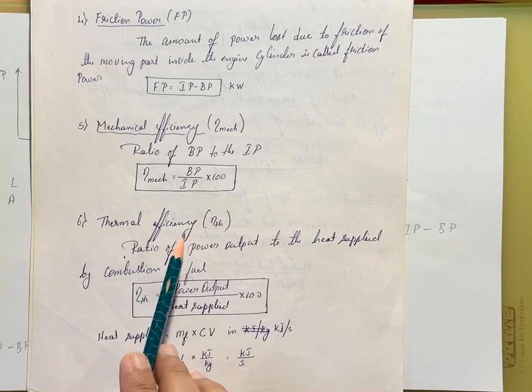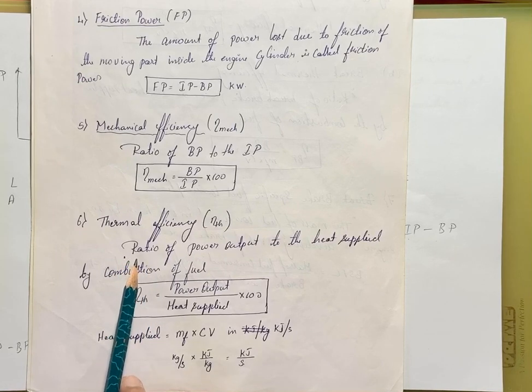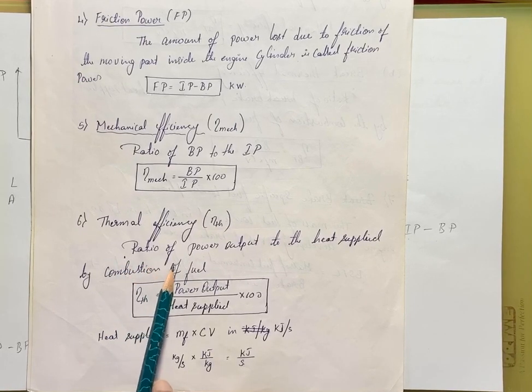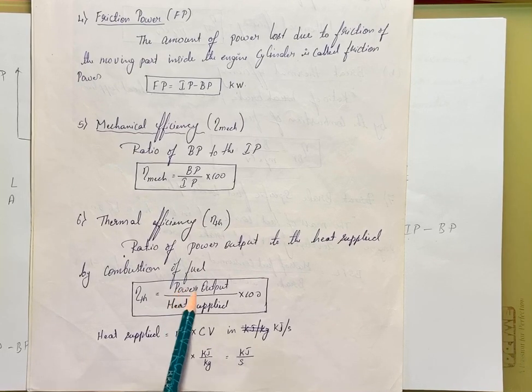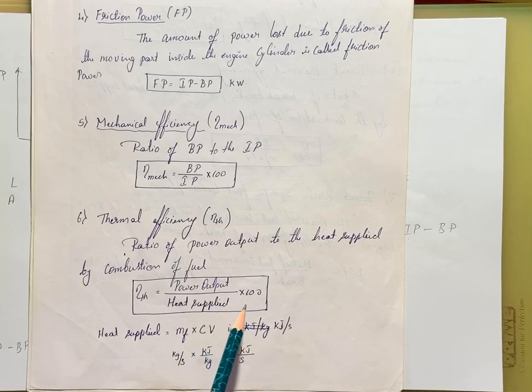Now thermal efficiency. We have two different types. What is thermal efficiency? Thermal efficiency is the ratio of power output to the heat supplied by combustion of fuel. If we take the indicated power as the power output, that is indicated thermal efficiency, then it is indicated power divided by heat supplied. Right. Heat supplied is given in terms of mass of fuel into calorific value.